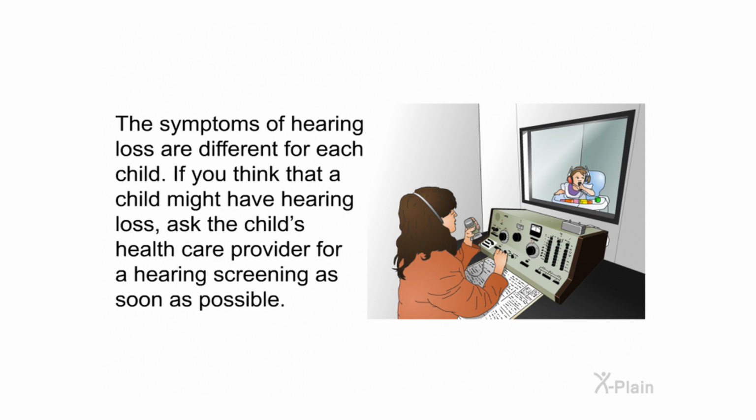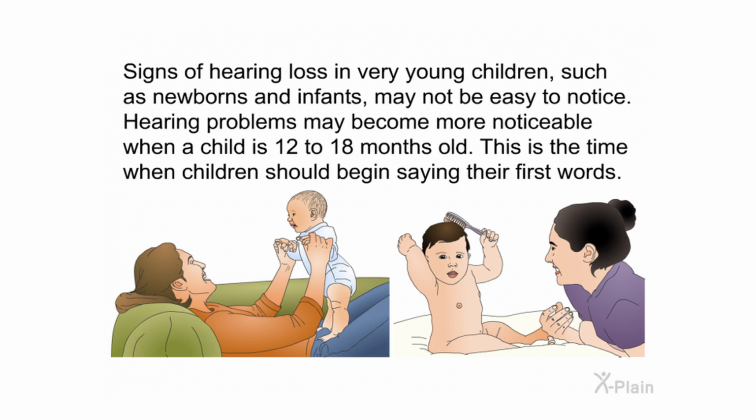Symptoms. The symptoms of hearing loss are different for each child. If you think that a child might have hearing loss, ask the child's healthcare provider for a hearing screening as soon as possible. Signs of hearing loss in very young children, such as newborns and infants, may not be easy to notice. Hearing problems may become more noticeable when a child is 12 to 18 months old. This is the time when children should begin saying their first words.